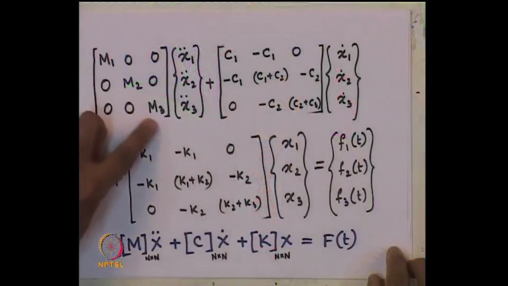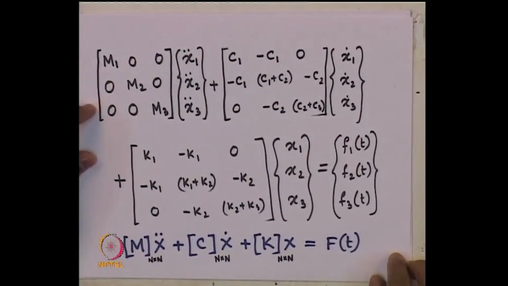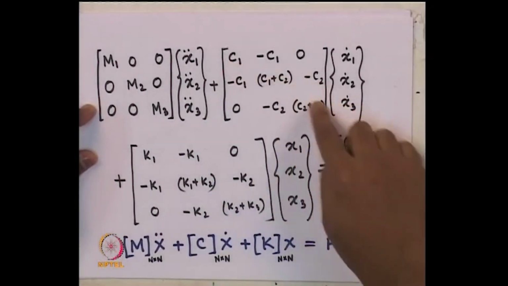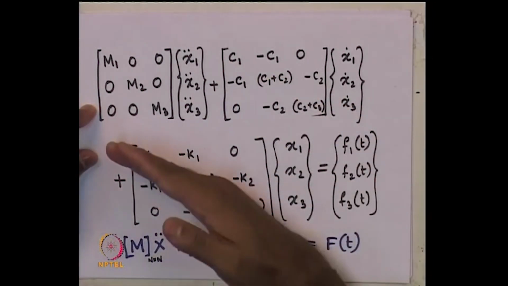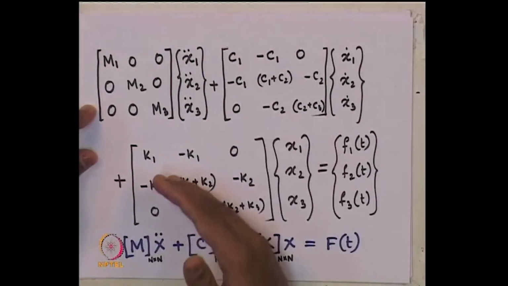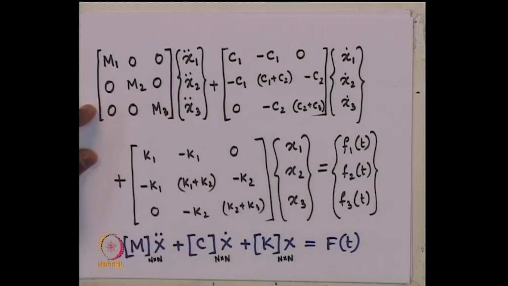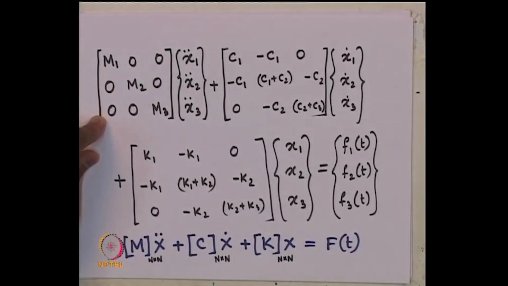Now, in this case, what you have seen, all these matrices are perfectly diagonal. In this case, these are also symmetric matrices. About the diagonal, they are symmetric. Both the damper matrix, stiffness matrix, and mass matrix are absolutely diagonal, other elements are 0, other entries are 0.